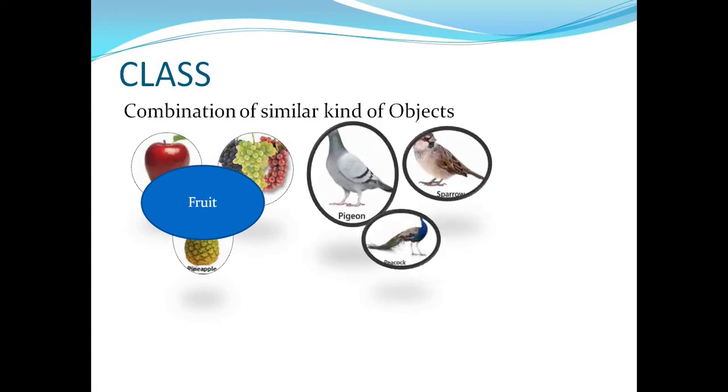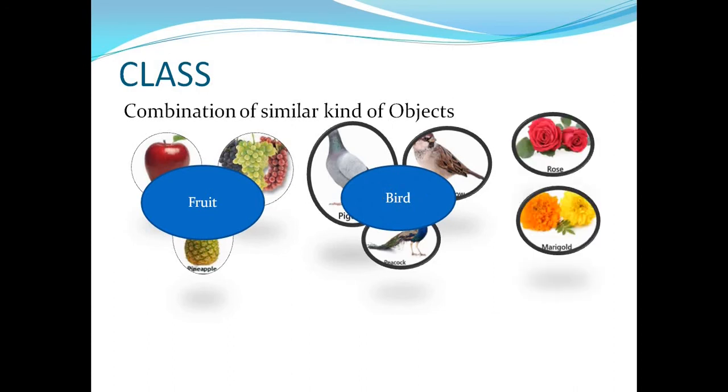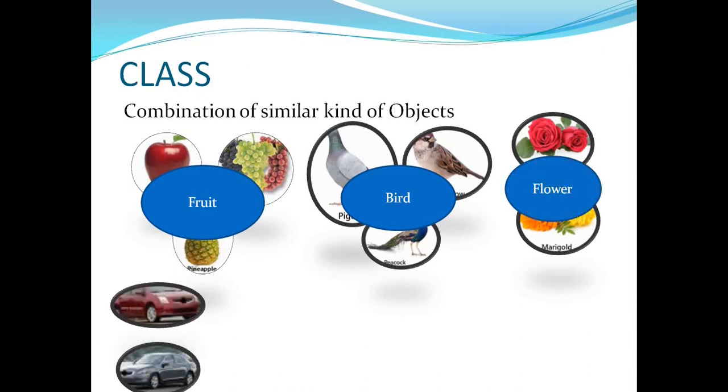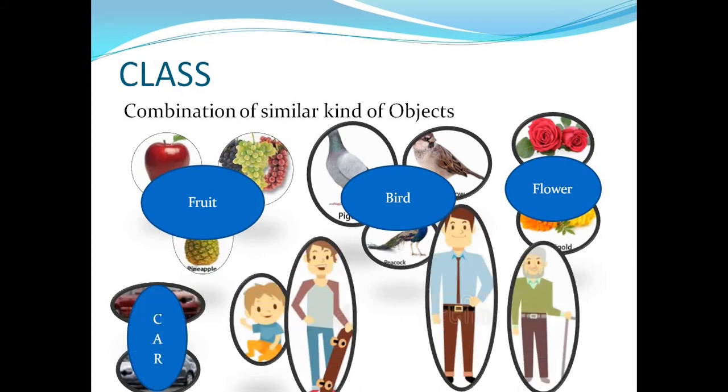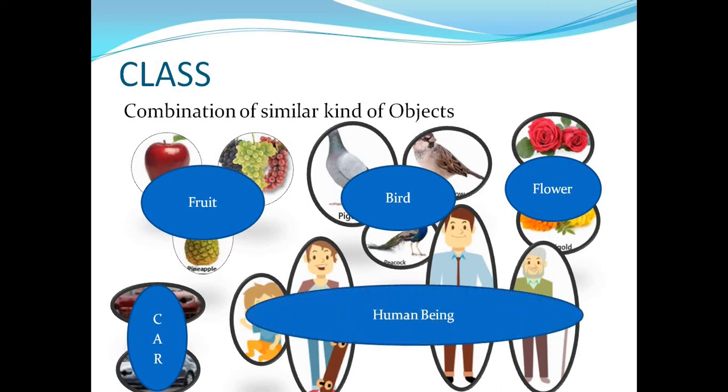Similarly, in the case of pigeon, sparrow, peacock, all belong to some class. That class we call bird. Now move on to rose. The objects are marigold and rose. Now this also belongs to some class, and you know what that class is? Yes, you are right, flower. Similarly car, the car also belongs to some class. Good. Similarly all these: infant, child, man, old man, girl, boy, whatever, all belong to the same class, human being.